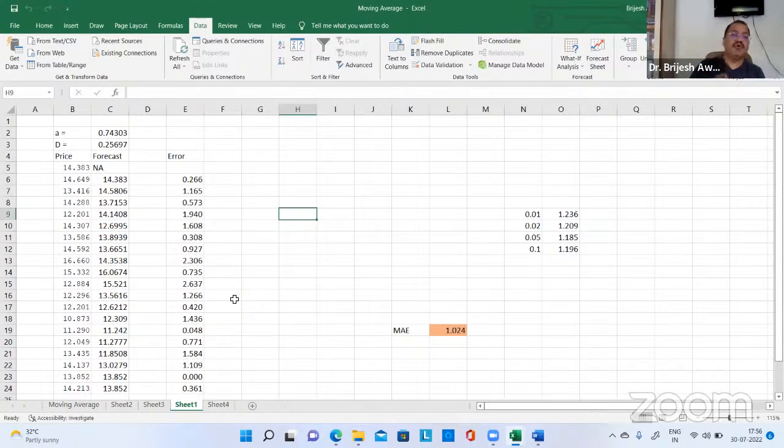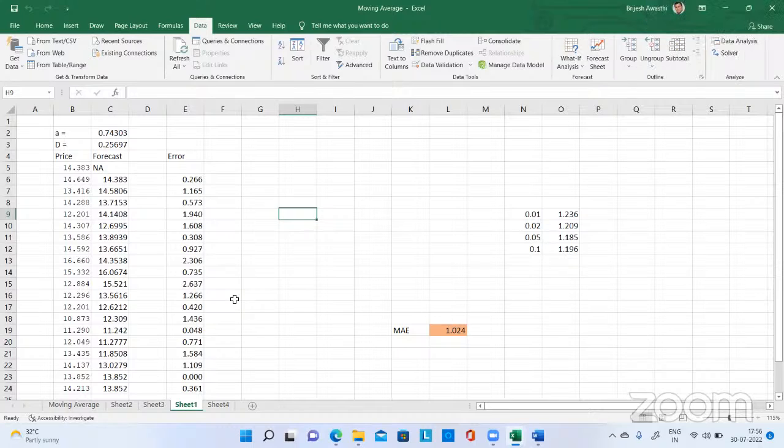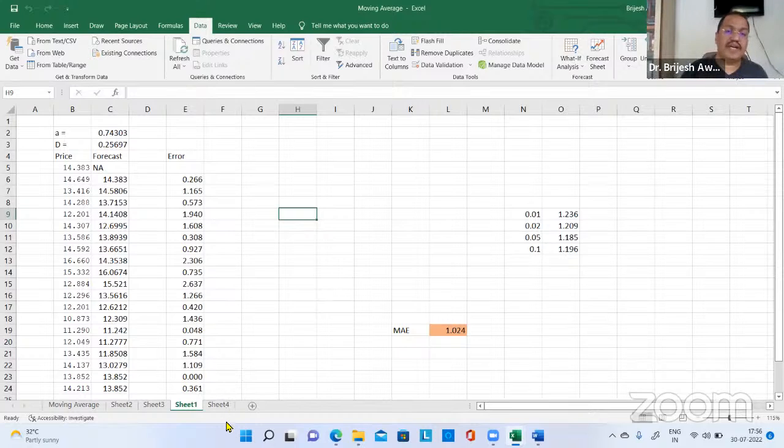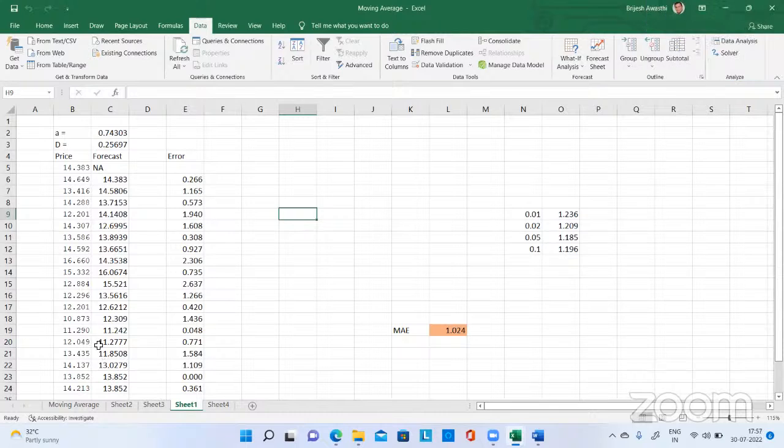Now I am moving to the next topic. Can I explain the next topic? Yes, sir. This method is known as exponential smoothing. Please note it down. Right? Yes, sir.